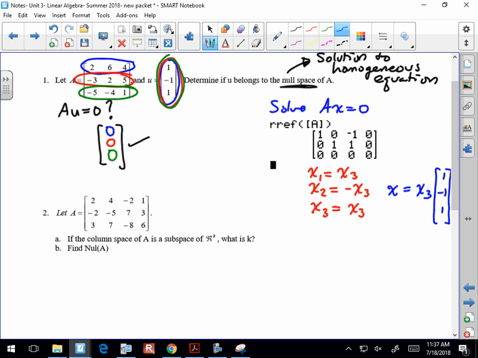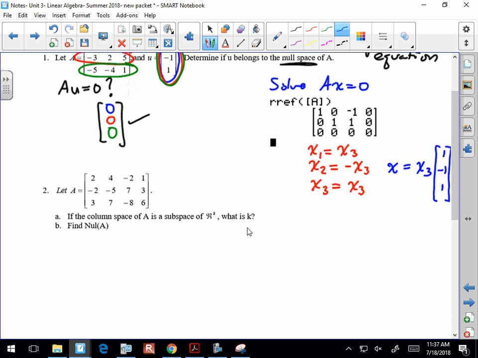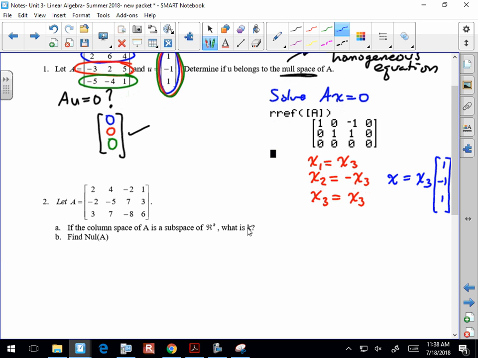So, number 2. Now, all that being said, the obvious way of doing this would be to just multiply these and get the 0 vector. But if you weren't given this vector, that would be the approach that you would take. So this is the null space of A.